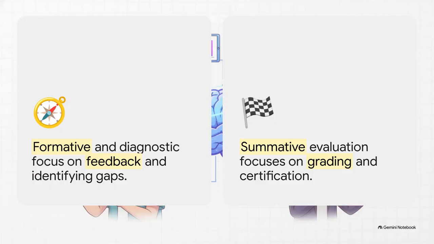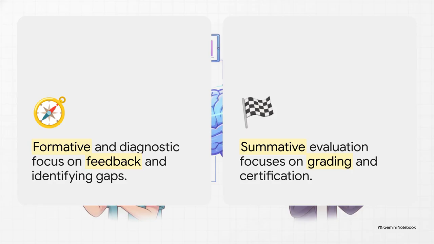To really cement this in your mind, think of formative and diagnostic evaluations kind of like the GPS in your car. When you take a wrong turn, your GPS doesn't yell at you or give you an F. It just identifies the gap between where you are and where you want to be, and then it recalculates your route. In a classroom, a teacher using formative evaluation might notice a bunch of confused faces during a lecture. They read the room, realize the concept just isn't landing, and instantly pivot their lesson plan.